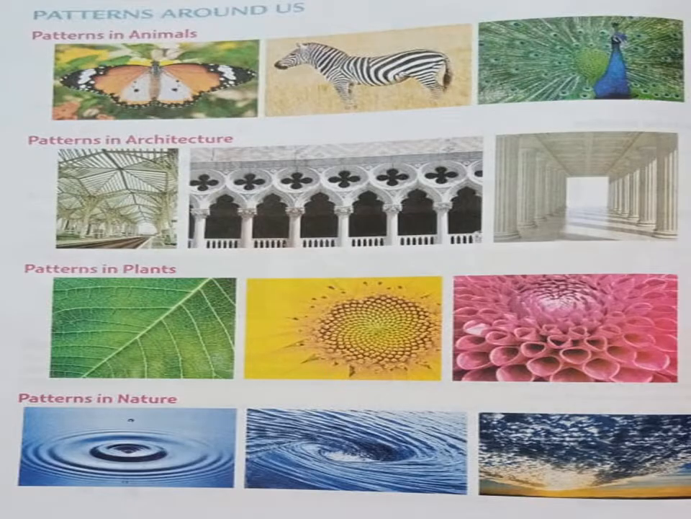So here are a few examples of patterns around us. First, patterns in animals. Yes, you can see God has given beautiful patterns on animals. Next, patterns in architecture. These patterns you can usually see in olden days. Now in a few houses it has been decorated. Next, patterns in plants. You can see beautiful colorful patterns in plants.